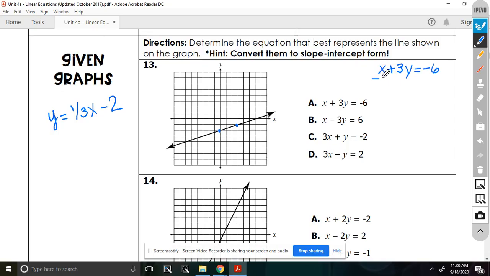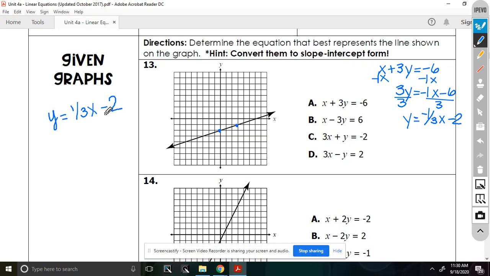So I'm going to subtract x from both sides. Remember, I like to put a 1 there. Subtract 1x. So I get 3y is equal to negative 1x minus 6. And we're going to divide this by 3, this by 3. So I get y equals negative 1 over 3x minus 2.